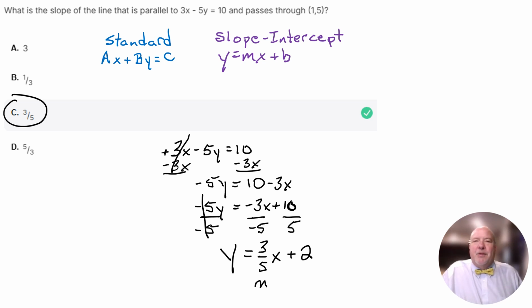So I hope that helped you out some. If you need to, back this up. And again, it's really important that you understand the different forms of the linear equation. So take the time to understand them and memorize them.